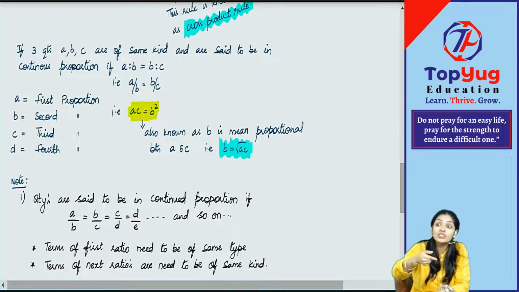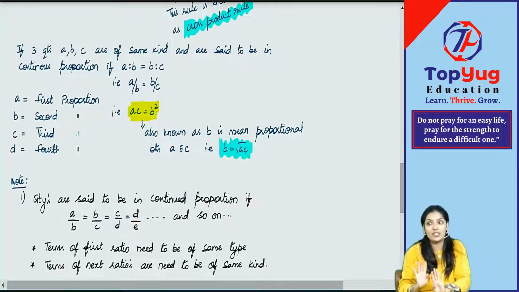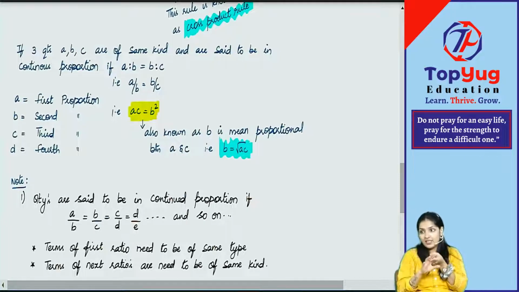But in inverse ratio, 3 by 4 is not equal to 4 by 3. But A is to B is equal to C is to D, so C is to D is equal to A is to B. Am I clear? Now componendo and dividendo direct answer we will give: A plus B by A minus B is equal to C plus D by C minus D.